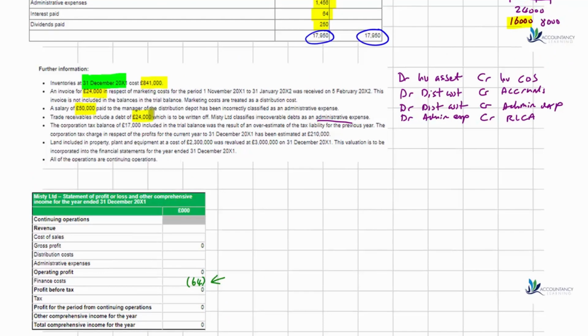Next, the corporation tax balance. Well, I was a bit confused about this earlier. So again, I'm just going to skip this for now. Let's move on to the next one. Perhaps the next one may be a bit easier.